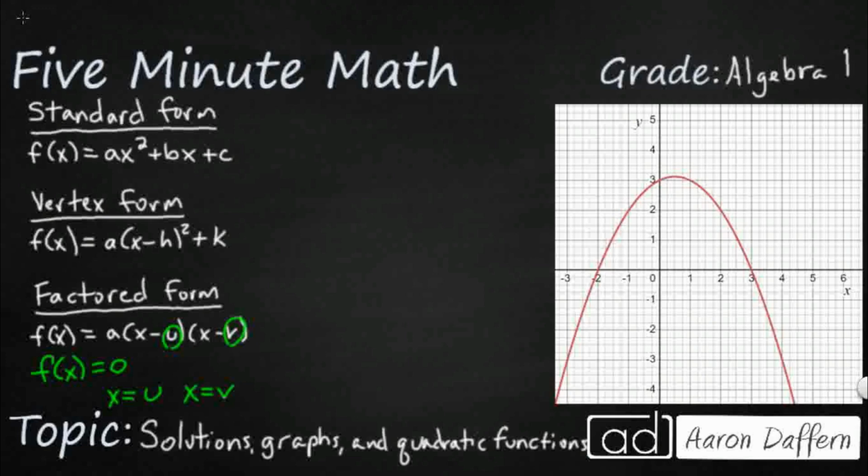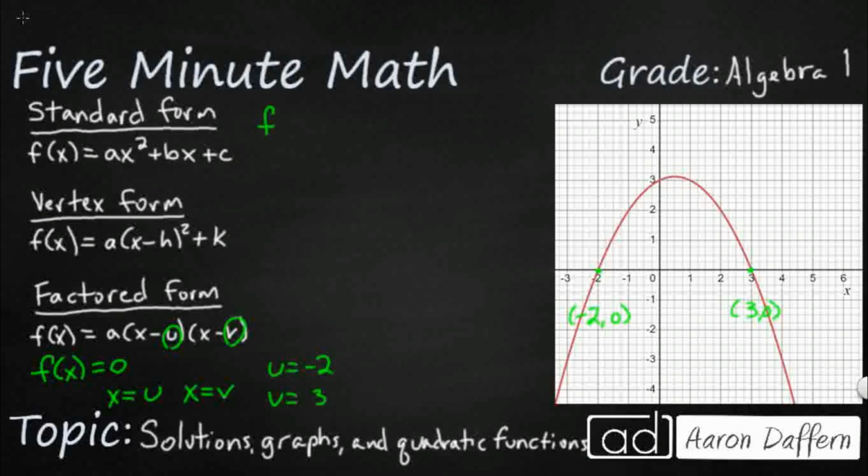Well, take a look at what we have here. We've got two zeros right here: -2 and 3. So we can use that information and say u is going to be -2. That's one of our zeros. And we can say v is going to be 3. That's one of our zeros. Okay? So then we could write it like this.